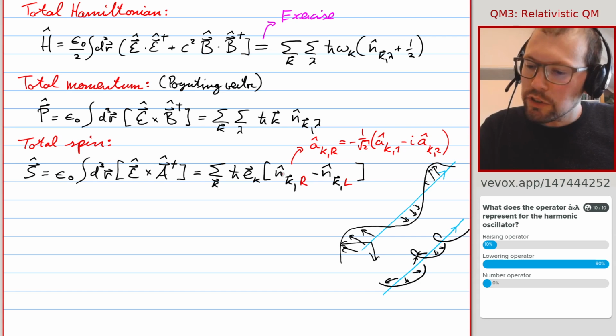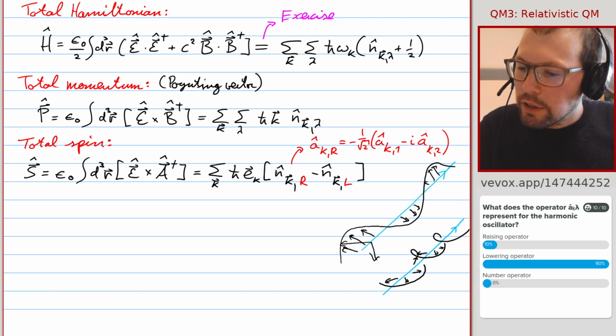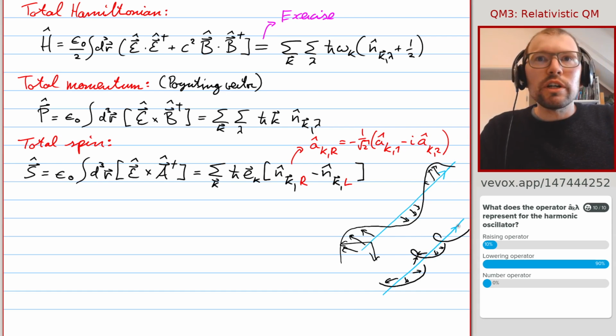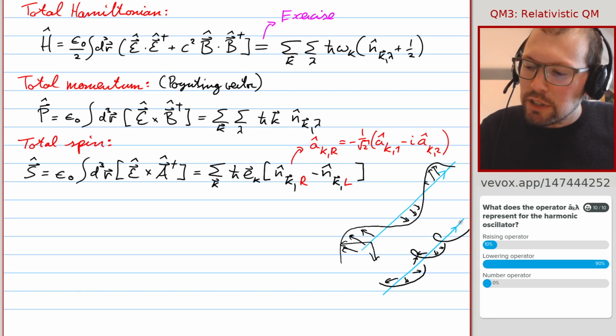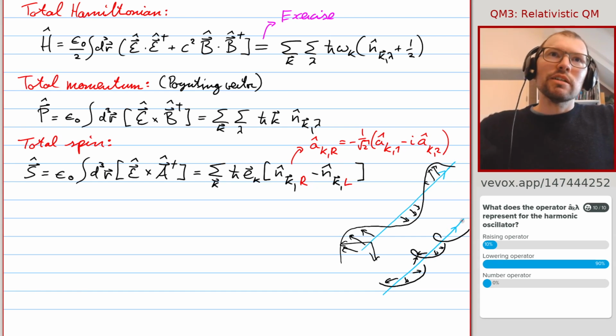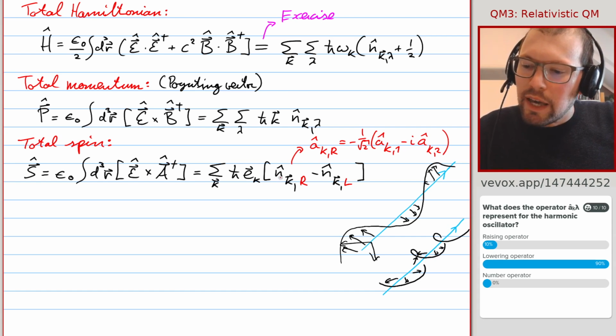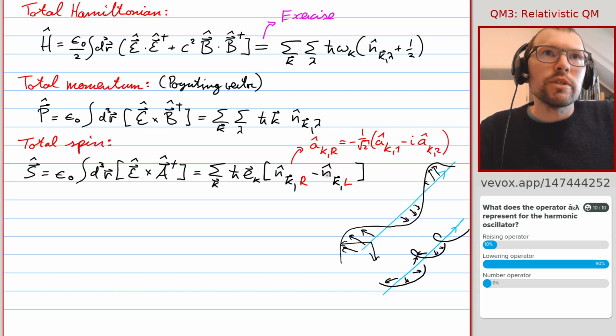So really this counts the number of quanta that are, if you like, clockwise polarized around your propagation direction, and the other one counts the number of quanta that are anti-clockwise polarized around this direction, and adding them or subtracting them gives the total angular momentum that is stored in this field.